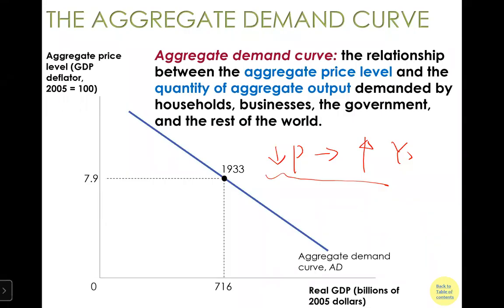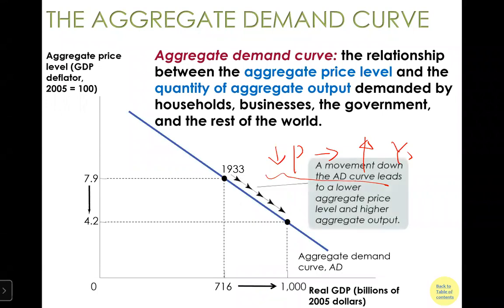So now let's continue our discussion. Where we are, we just introduced this aggregate demand curve. The aggregate demand curve says the lower the price, the higher the aggregate demand. Now we need to understand what causes this aggregate demand curve to be downward sloping.